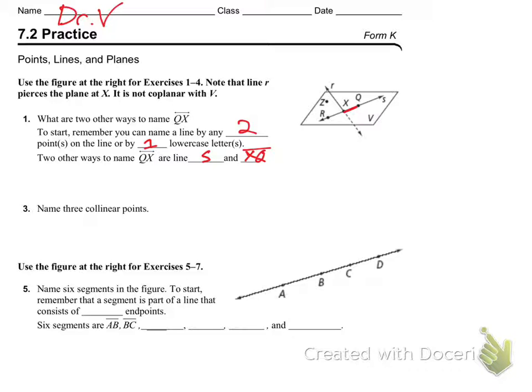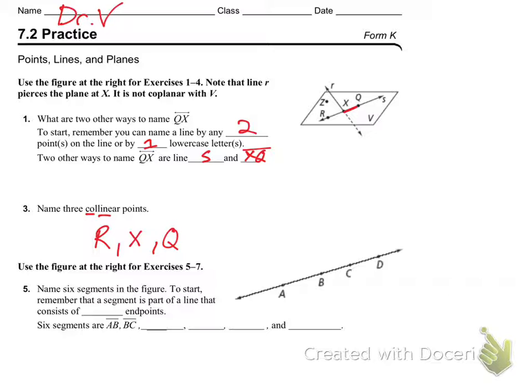Name three collinear points. So 3 points that are collinear. Co means they're on the same, linear means on the same line. So R, X, and Q are all on the same line.